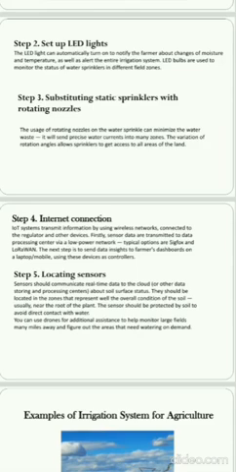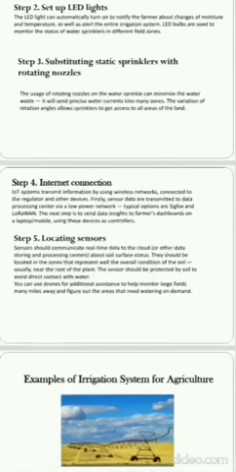The next step is to send data insights to farmers' dashboards on a laptop or mobile, using these devices as controls. 5. Locating sensors. Sensors should communicate real-time data to the cloud or other data storing and processing centers about soil surface status.